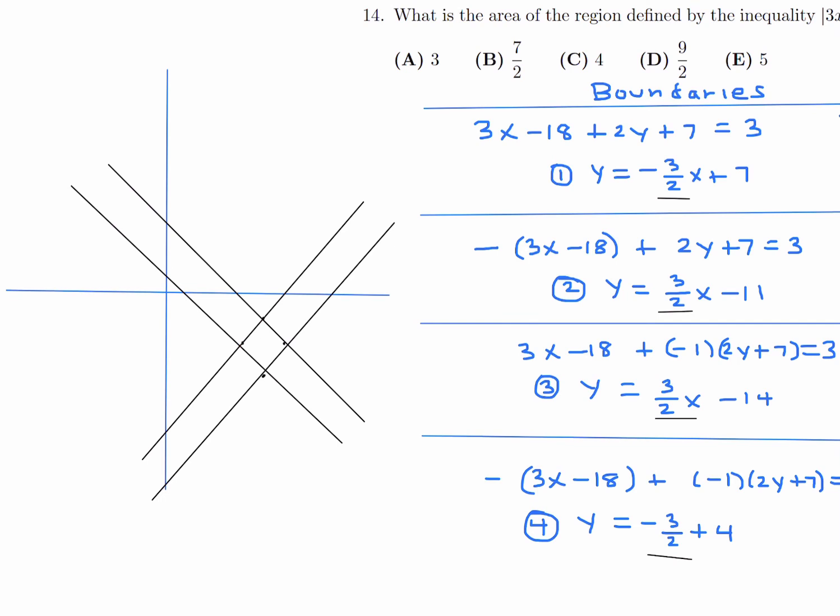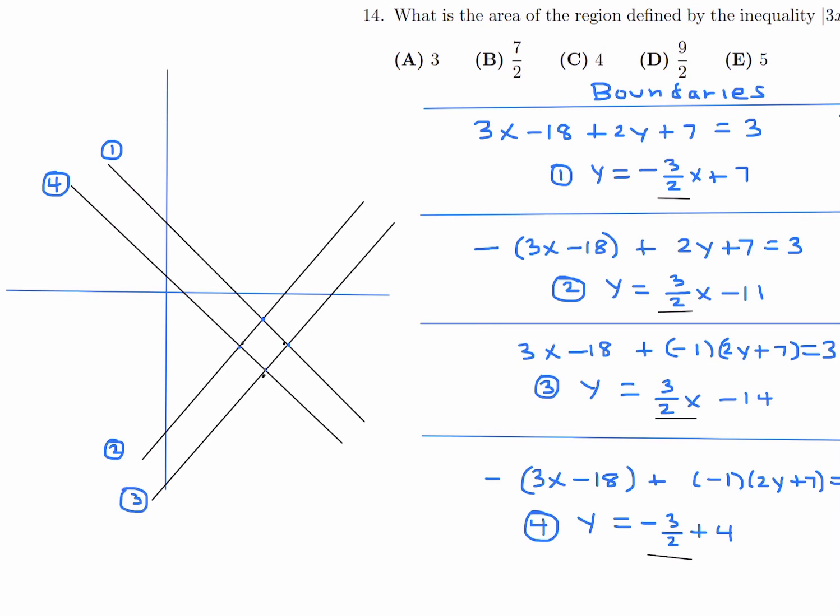Well, how do we do that? Unfortunately, we now have to figure out these intersection points. So let's label this. This was equation 1, this was equation 4. Those two were parallel. And this one down here was equation 2, and this was equation 3, because those are parallel since they have the same slope.